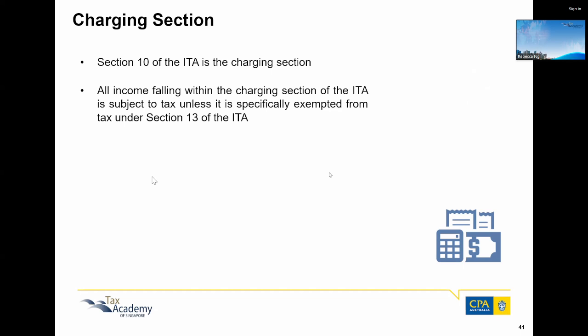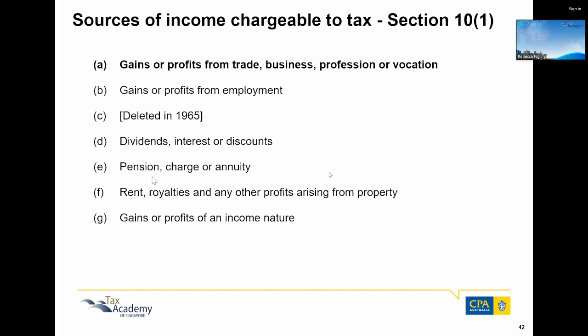So let's look at what is the income that is under section 10(1). Section 10(1), sources of income. We have section 10(1)(a), that is the gains or profits from trade, business, profession, or vocation. Examples of persons whose income is taxable under this category are companies, sole proprietors, partners, lawyers, brokers, real estate agents, insurance agents, hawkers. Then we have gains from employment. This is the employment income like salary, leave pay, fee, commission, and bonuses.